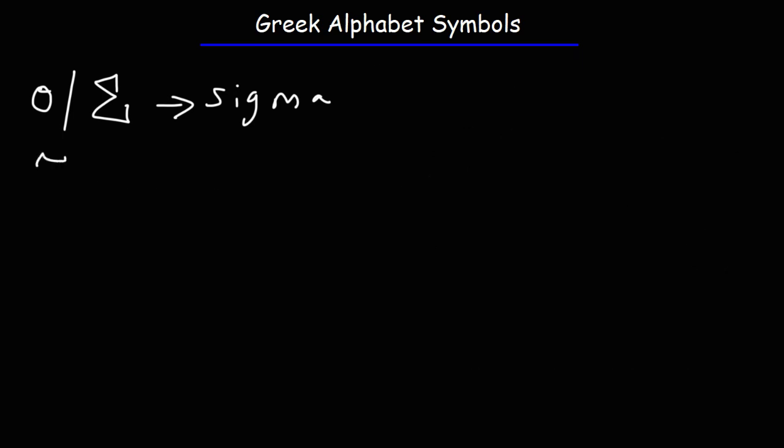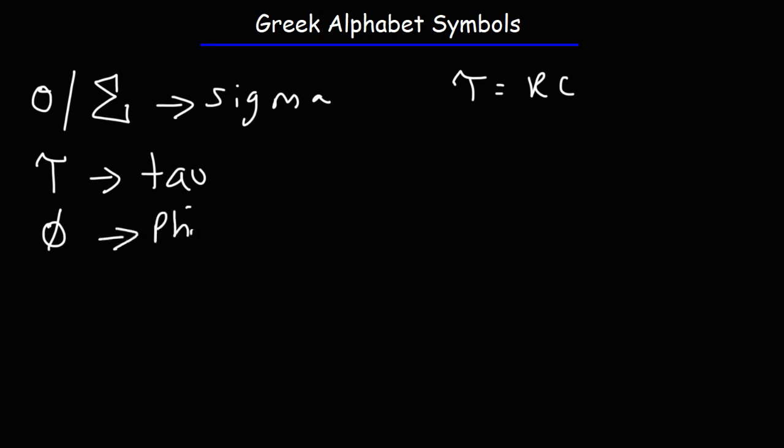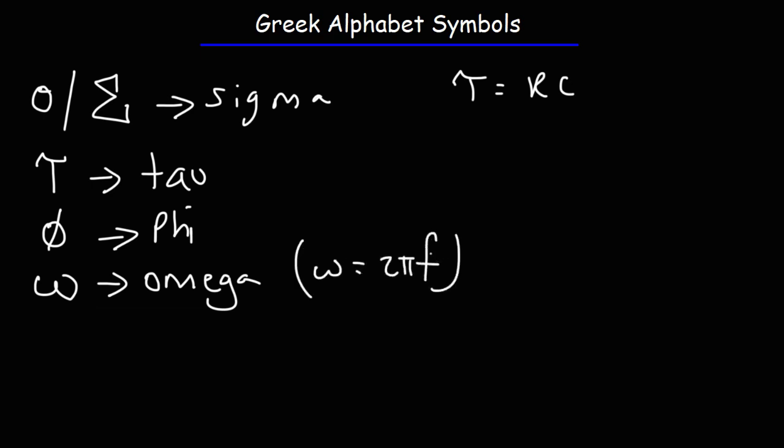Next, we have the Greek symbol tau. And you'll see this in physics when you're dealing with the time constant of RC circuits. Tau is equal to RC. The next Greek symbol that we have is phi, which is another type of angle. Next, we have omega. This symbol typically corresponds to angular frequency. Omega is equal to 2 pi f, 2 pi times the regular frequency.